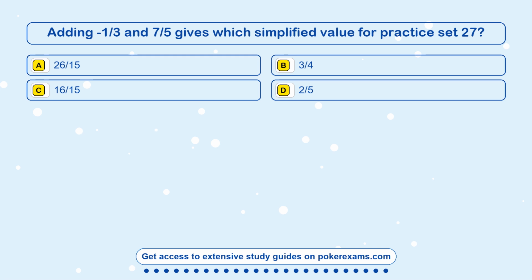Question 1. Adding -1/3 and 7/5 gives which simplified value for practice set 27? Option A 26/15. Option B 3/4. Option C 16/15. Option D 2/5.